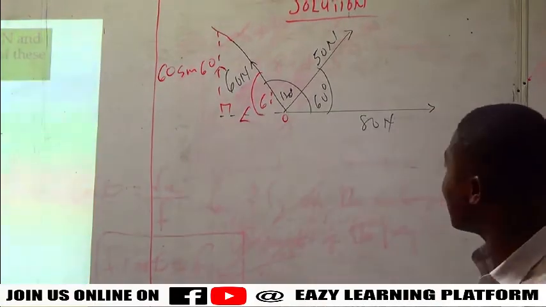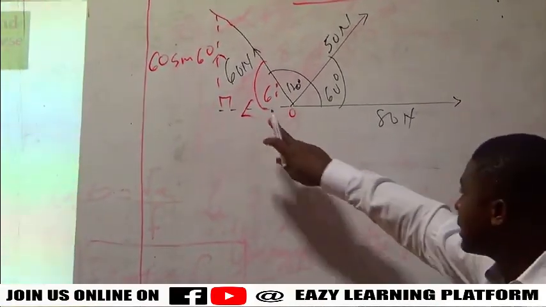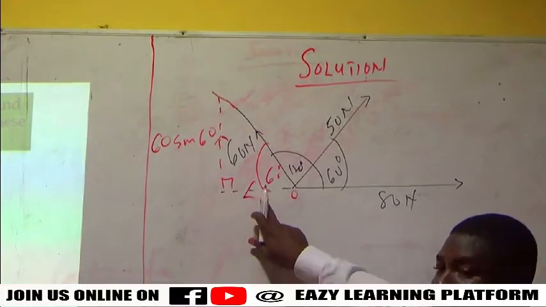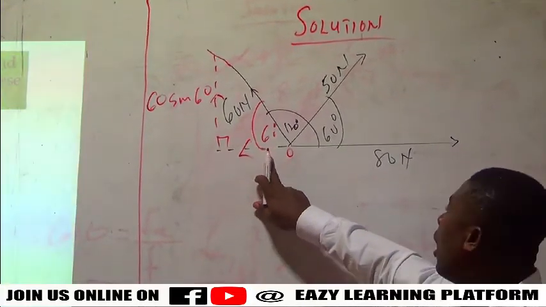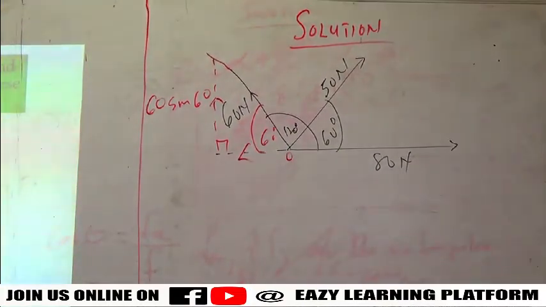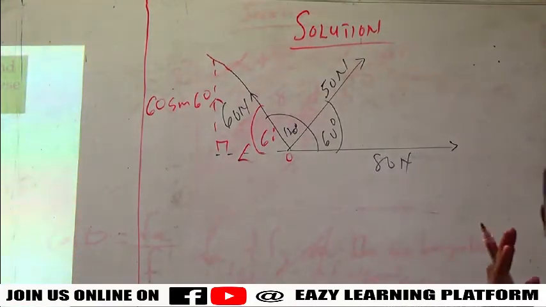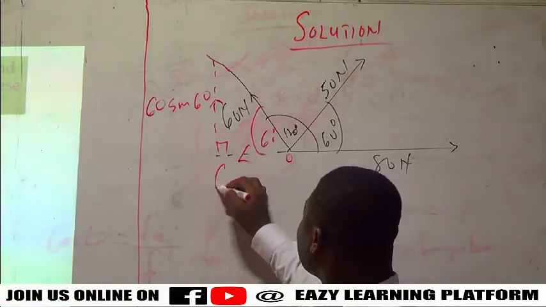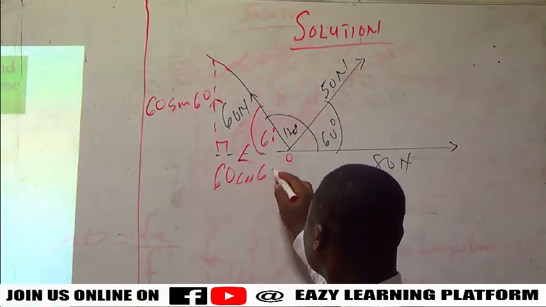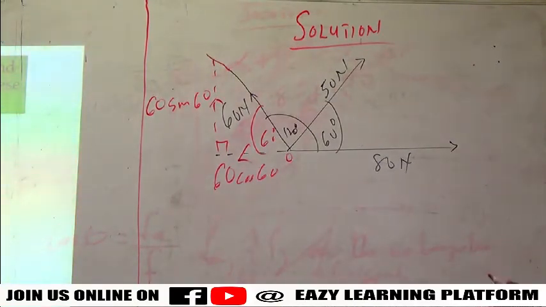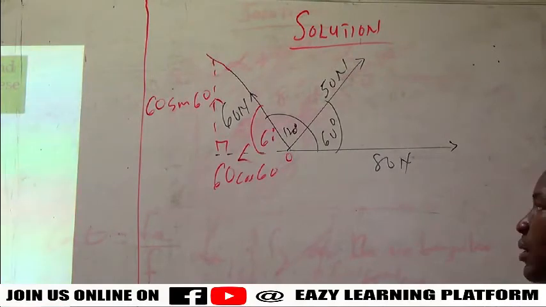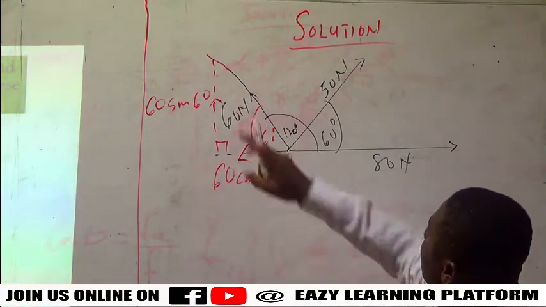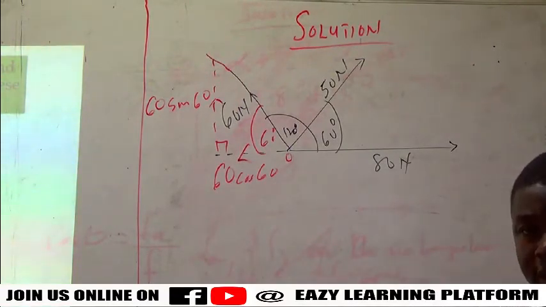That is the force in the X. Now this side is my adjacent side. At the adjacent side, which relation would I use? That is cos, which is CAH. And cos is adjacent over hypotenuse. So here I have 60 cos 60. And I finish resolving the 60 Newton force.